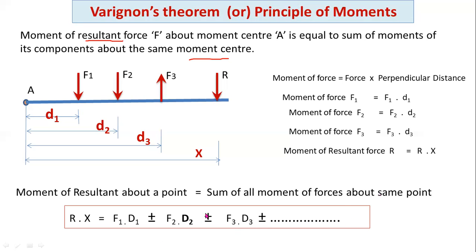So this is the formula for Varignon's theorem. By using this formula, you can identify the position of the resultant X, the position of the resultant from the center of moment. You can calculate the value of X by using this formula. Now I will explain two problems for determining the position of the resultant.